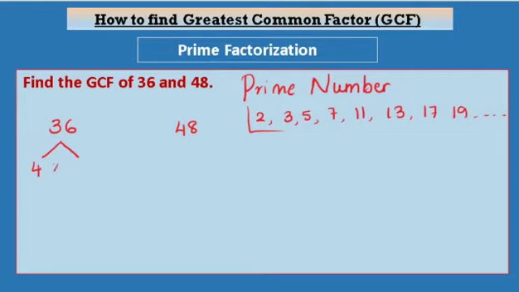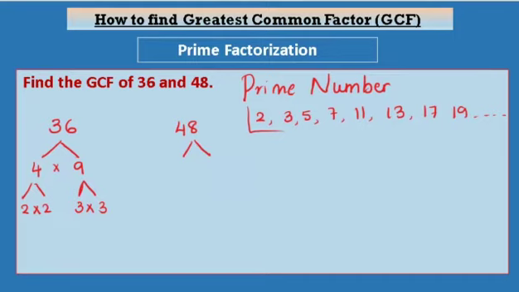Let me pick 4 times 9. 4 is not a prime number, it can be divided more. It can be factorized as 2 times 2, and 9 can be factored as 3 times 3. The same way, let's write one more tree for 48. 48 also can be written in different ways: 2 times 24, 3 times 16, 4 times 12.